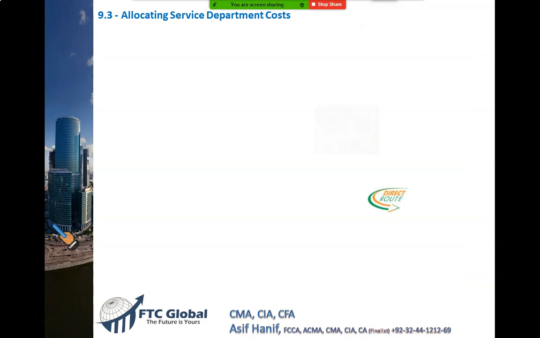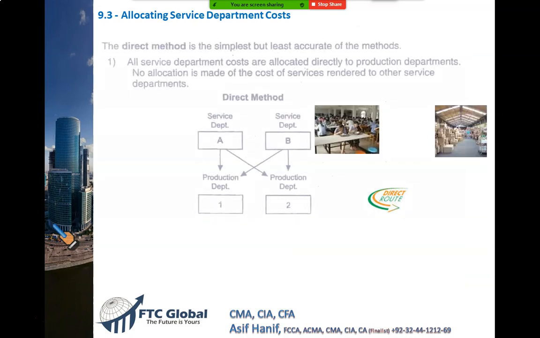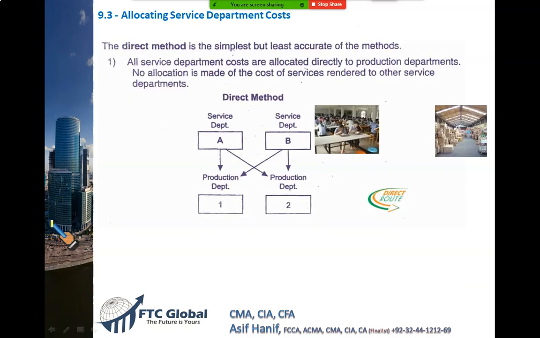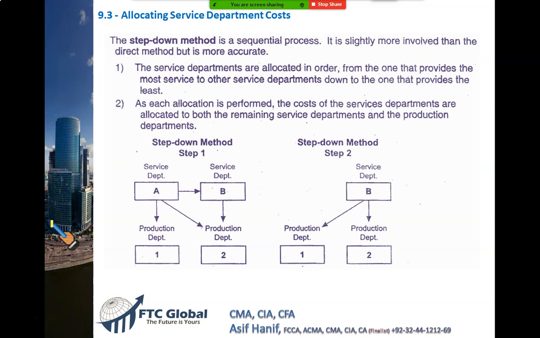Next method we have is called the step down method. This is direct method already done. Next we have the step down method. This is a little better, comparatively better method. Under step down method, we try to be a little more reasonable.